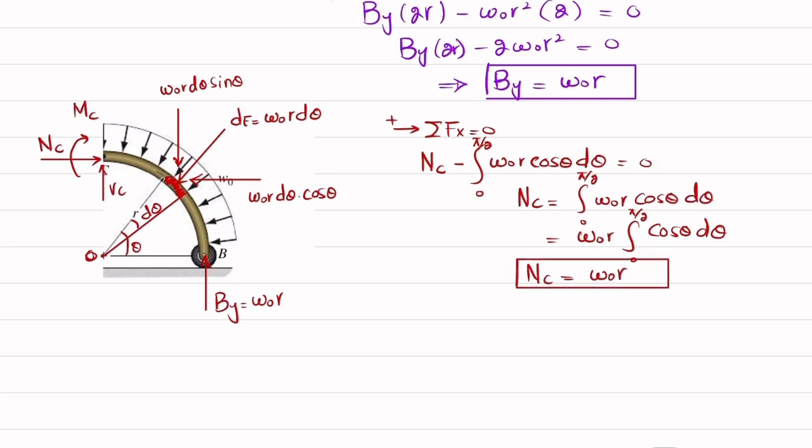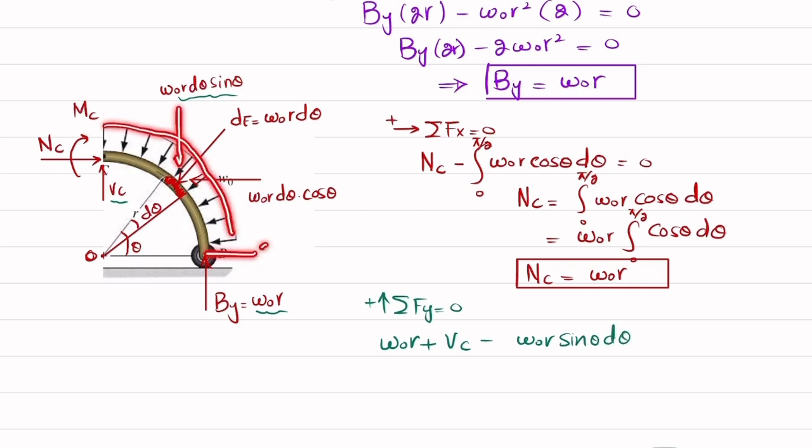Clear? Now we'll find this VC by using another equation of equilibrium, and that is the sum of all forces along y direction must be equal to 0, and upward force is taken as positive. So you can see one force upward is w naught into r, the second force is VC, and the third force is this downward force, so minus w naught r sine of theta into d theta. And since this is a differential force, for the entire length from 0 to pi by 2, if we integrate this force, we will get a net vertical force.